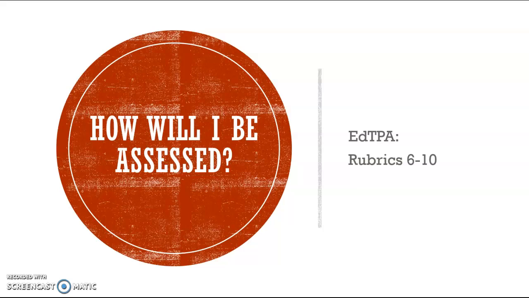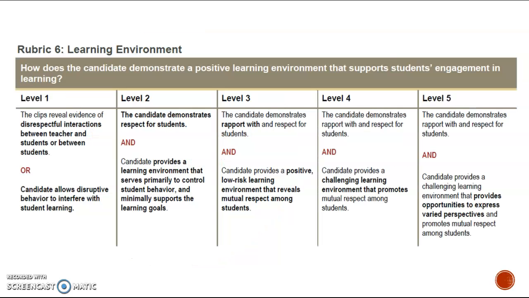How will you be assessed in the Task 2 commentary for edTPA? Here you will want to refer to Rubric 6 through 10. Rubric 6 deals with the learning environment. You want to demonstrate a positive rapport with your students, again, using the words of mutual respect. You should create a positive, low-risk learning environment while challenging your students.